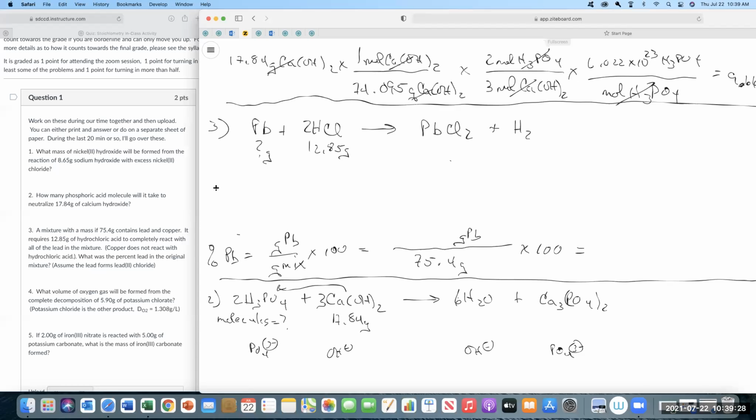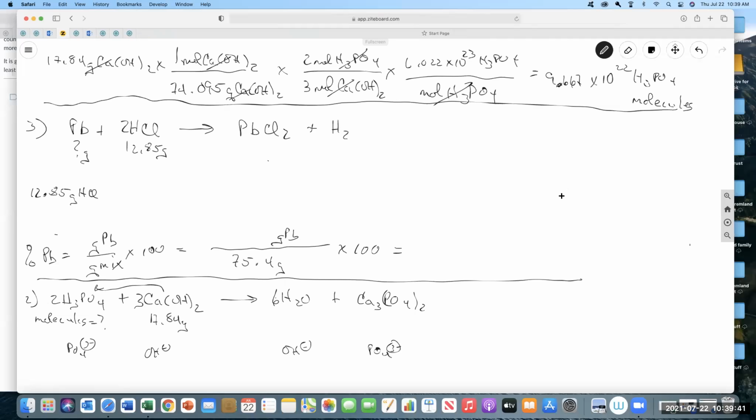So now we're going to say 12.85 grams of HCl, and we want to use stoichiometry to get to the grams of lead. And then we can do the math. We can get to moles using the molar mass. We know that 1 mole of hydrochloric acid is 35.453 plus 36.461 maybe.